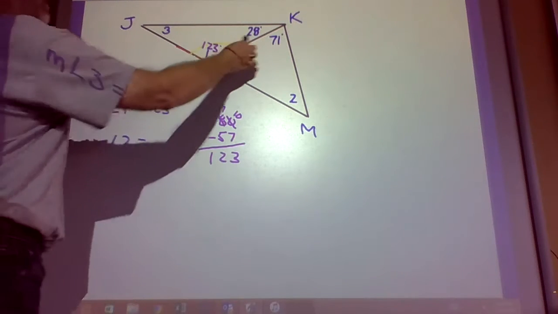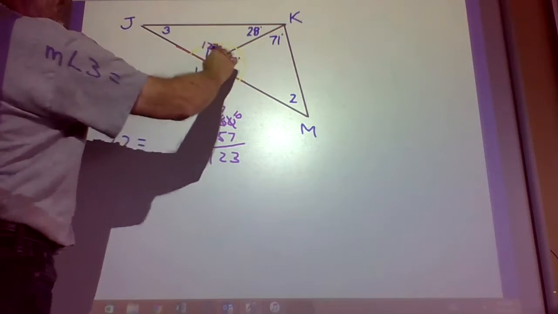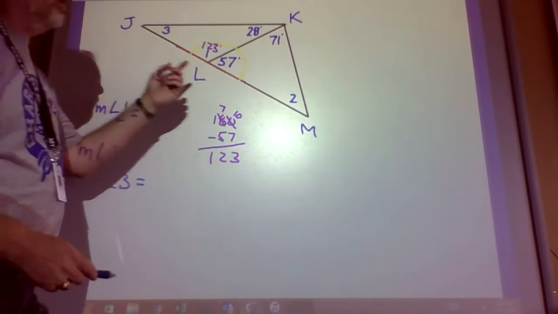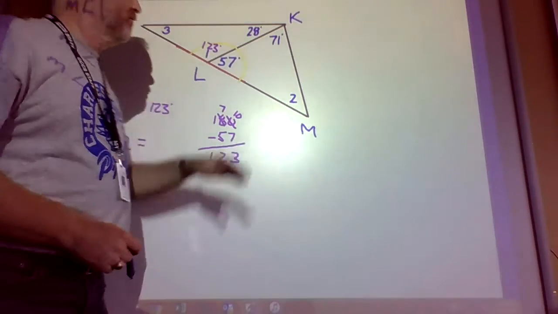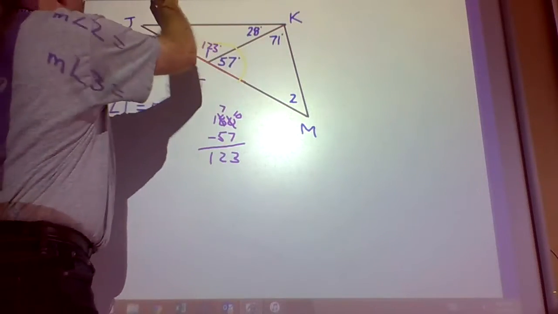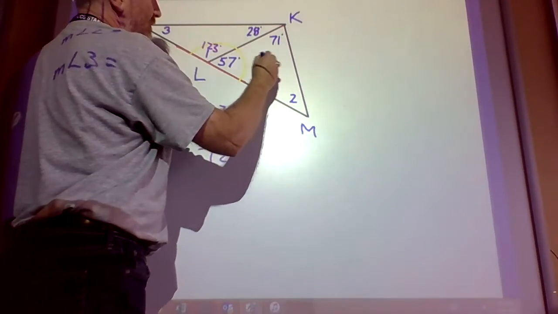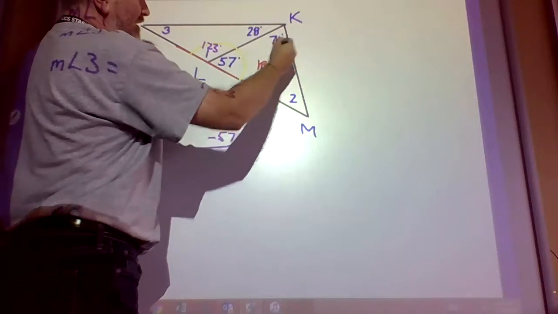So now we're ready. We can get angle 3 because we got the other two, but we're going to go in numerical order, and we're going to jump down here and get angle 2. So in this triangle, also has to add up to 180. You've got two of the angles so far.